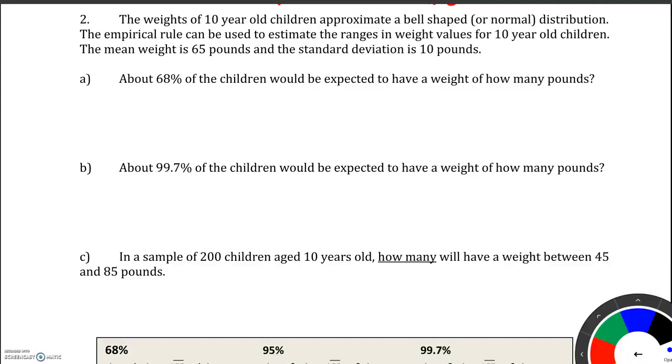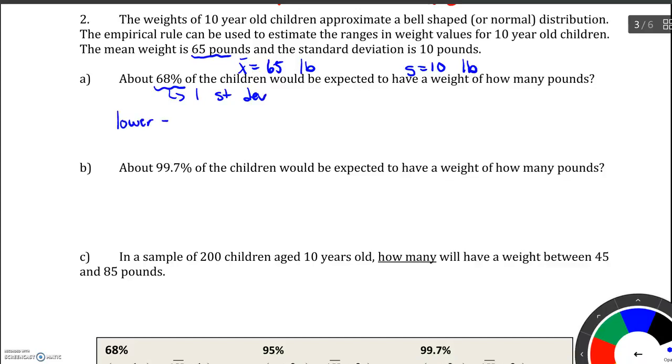The weights of 10-year-old children approximate a bell-shaped or normal distribution. The empirical rule can be used to estimate the ranges of weights. The mean weight is 65 pounds, and the standard deviation is 10 pounds. About 68% of the children would be expected to have a weight of how many pounds? Again, 68%, that means we're 1 standard deviation from the mean.